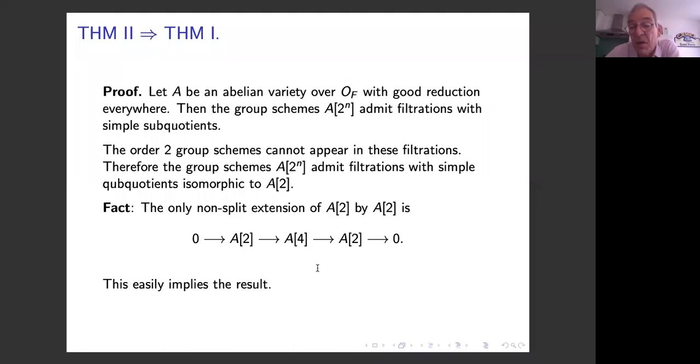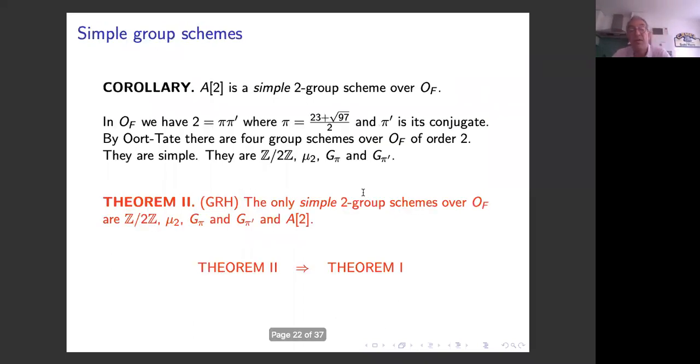And once you know that, then it is formal to prove that, in fact, you can only get A_2^n. I mean, the only finite flat group schemes that sit in the Abelian variety are isomorphic to A_2^n. And then you use Faltings' isogeny theorem and prove that the Abelian variety is isogenous to a power of A. So that I will skip. So the question now is to prove theorem 2, to prove that the only simple 2-group schemes are those 5.